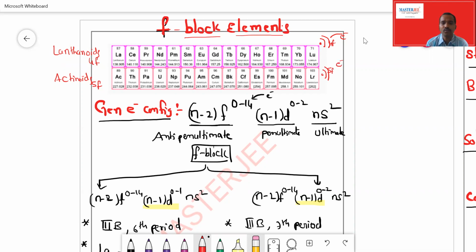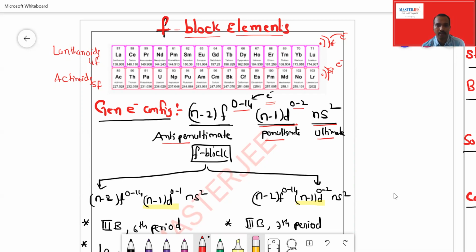Its general electronic configuration is (n-2)f0 to 14, (n-1)d0 to 2, ns2. Here, the ultimate, penultimate, and anti-penultimate shell electrons will participate in bond formation and chemical reactions. Due to the entering of the valence or differentiating electron into f orbitals, these are considered F block elements.